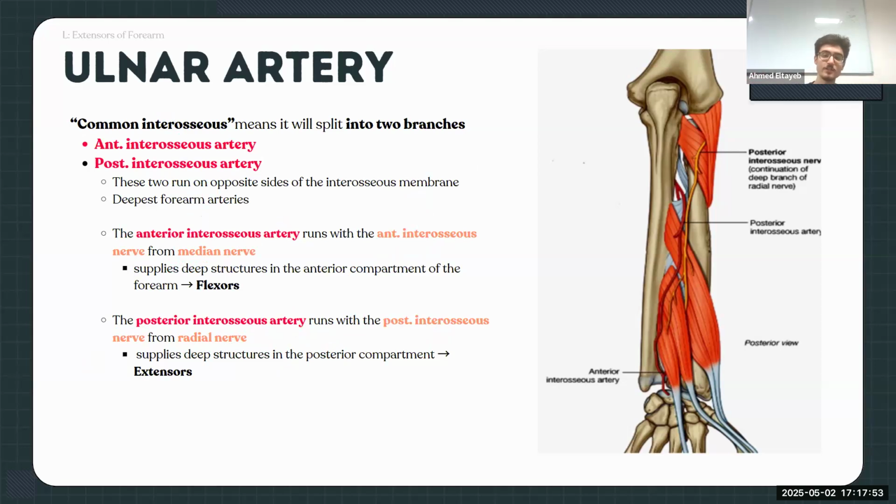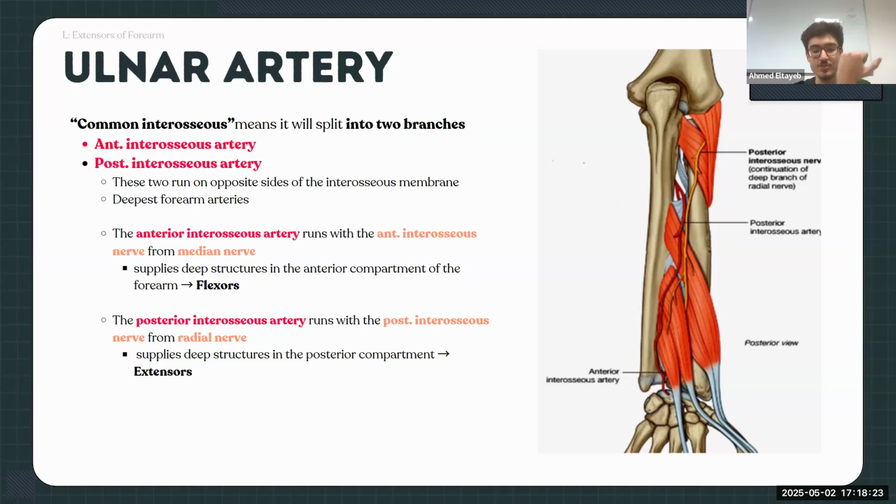Okay, let's deconstruct each one alone. Let's talk first about the nerves. Where does the anterior interosseous come from? First of all, you have the interosseous membrane, and anterior to it is the flexor compartment. What's the main nerve here? It's your median nerve, right? So it's a branch coming from the median nerve, and it's called the anterior interosseous nerve.